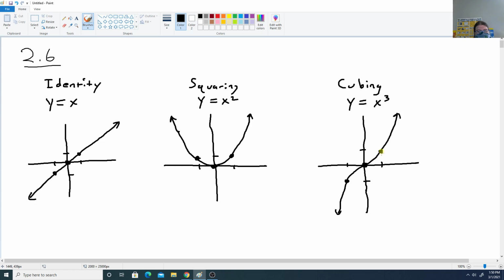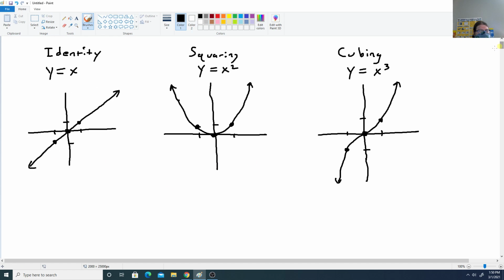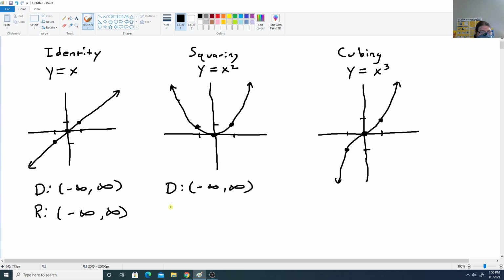So we have these initial graphs here. We're going to end up with a total of, I think, about 9 of these before we're all done. So for these, since this is a diagonal line, the domain and range are both all real numbers. For the squaring function, this graph exists for all x, so the domain is all real numbers. The range, however, you only start at 0 and get positive numbers, so the range is 0 to infinity.